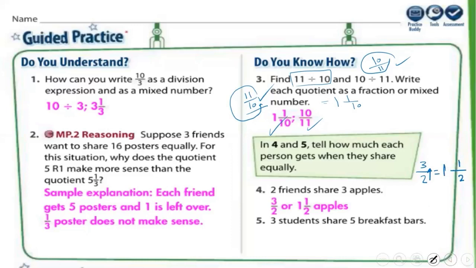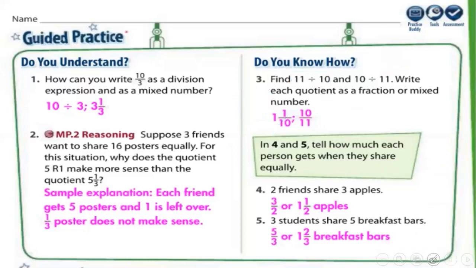Number 5. 3 students share 5 breakfast bars. I'm going to divide 5 over 3. Count how many 3 are there in 5. Keep 3 as it is. How many 3 are there in 5? Just 1 and remainder 2. So the share of each one will be 1 and 2/3. Okay, copy the answer, everybody, and move to the next question.